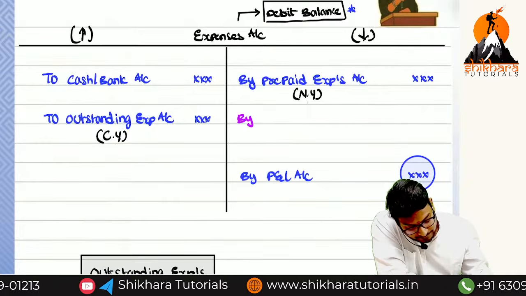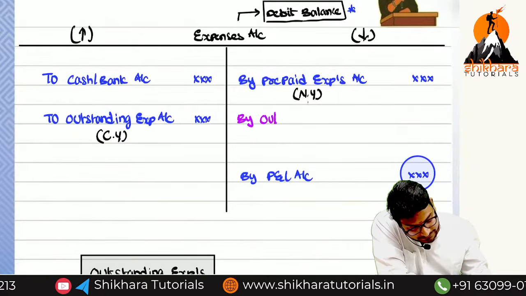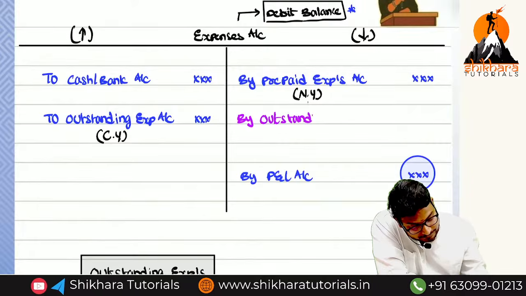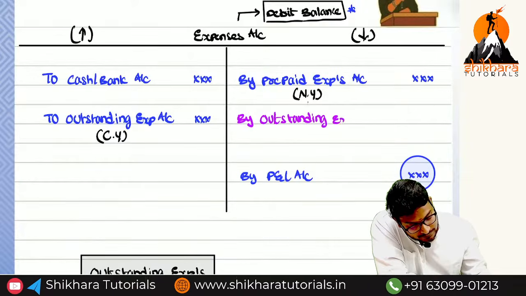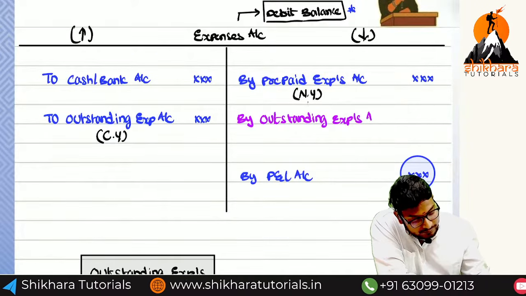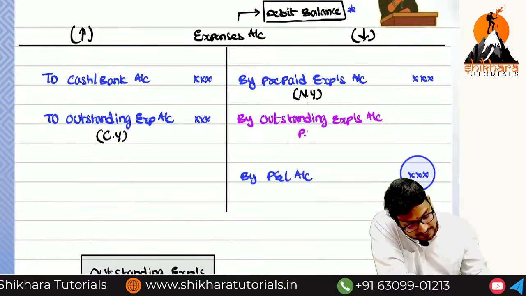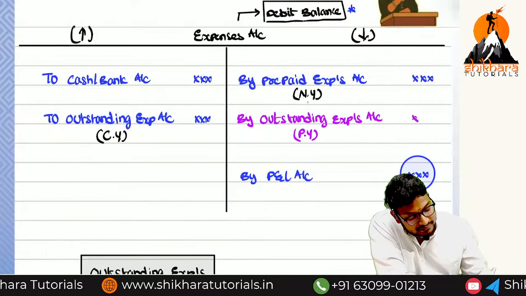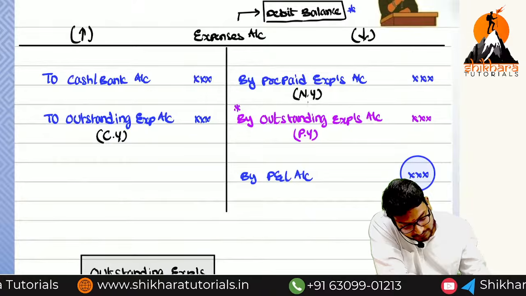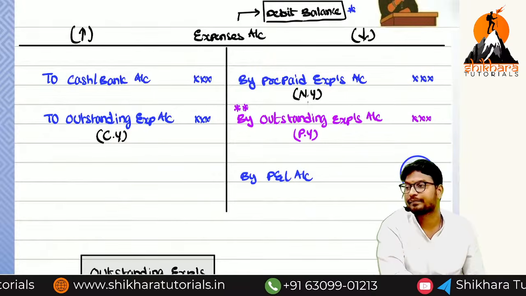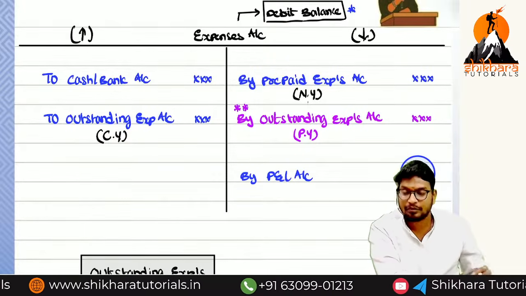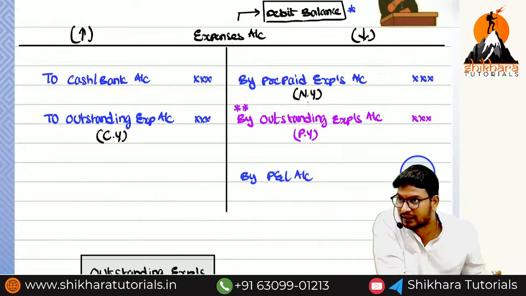If it is a previous year outstanding, debit side or credit side? Credit side. By outstanding expenses account, which year? Previous year or current year? Previous year. So please remember, very very important: previous year belongs to previous year. Are you getting the point?